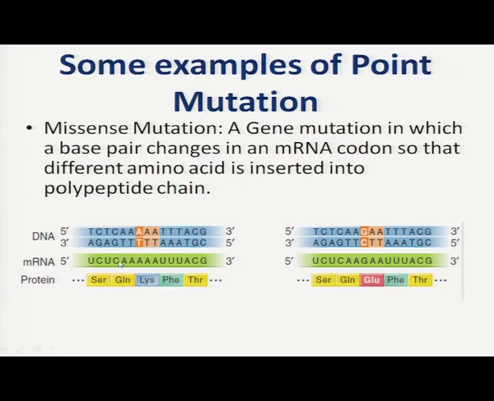Can you identify which type of mutation it is? Transition or transversion? You can see adenine, which is a purine, and guanine, which is also a purine. It means a purine is replaced by another purine, and this is a transition mutation.